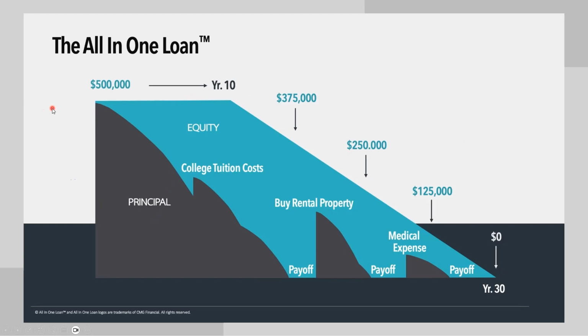And typically what we see is something like this. The borrower has paid principal down faster than expected. They're able to pull equity back out. They pay that down. In this case, they said college tuition costs, but you can just, for this purpose, make this all buy rental properties. Bought a rental property, paid a medical expense, but it keeps paying off and people keep utilizing those funds.